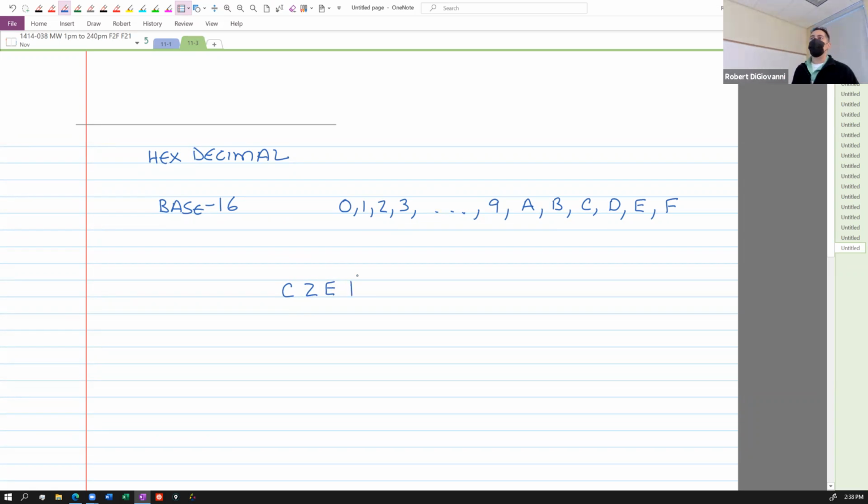What is that number in base 10? Let's see if you can wrap your head around this. This means we have one what? 16 to the zero, right? Because the base system here is 16. Plus, what is this one? This is the tricky one. E is 14, right?